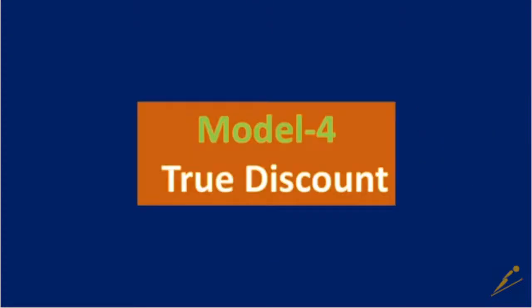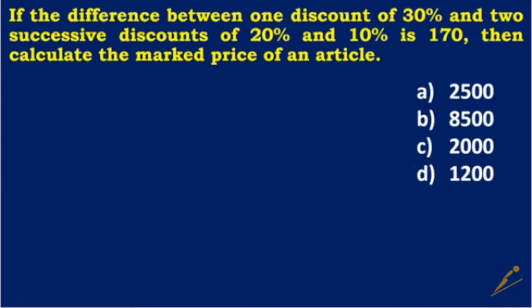Model 4. True discount. Example 1. If the difference between one discount of 30% and two successive discounts of 20% and 10% is 170, then calculate the marked price of an article.